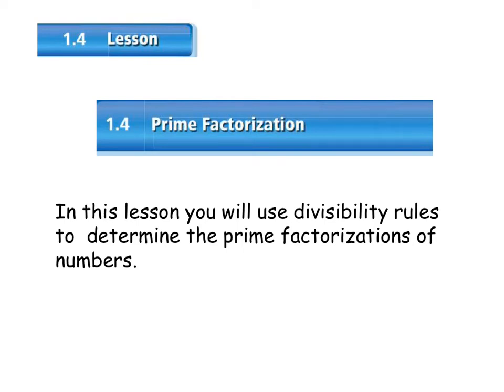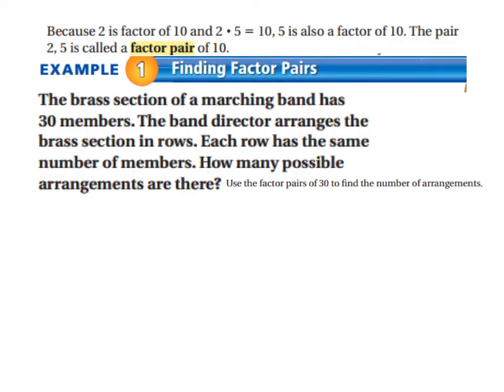Lesson 1.4 Prime Factorization. In this lesson, you will use divisibility rules to determine the prime factorizations of numbers. Because 2 is a factor of 10, and 2 times 5 equals 10, 5 is also a factor of 10. The pair 2, 5 is called a factor pair of 10.